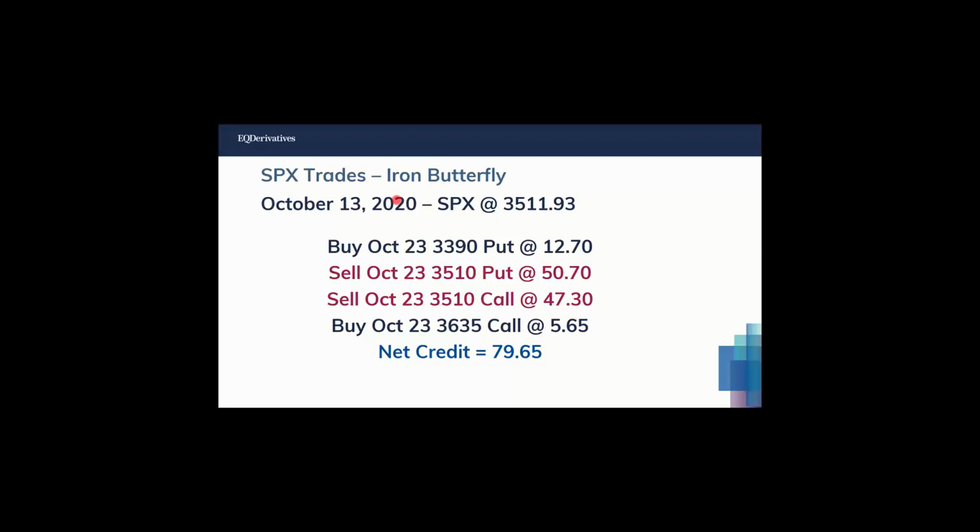where the previous one standard deviation strikes were sold, and the result here was taking in 50.70 on the 35.10 put and taking in 47.30 on the 35.10 call, and taking a really nice credit of 79.65. I just stuck with the other two long strikes, which actually makes this a slightly imbalanced iron butterfly.